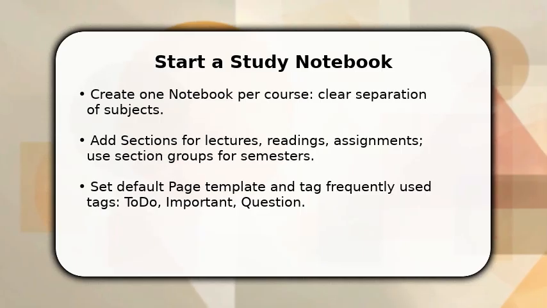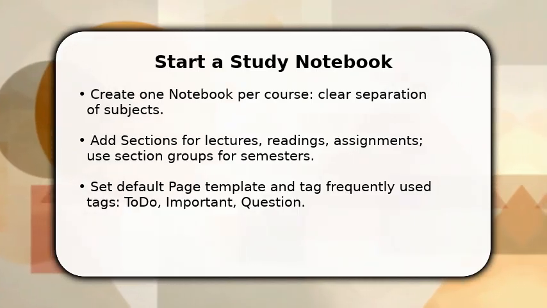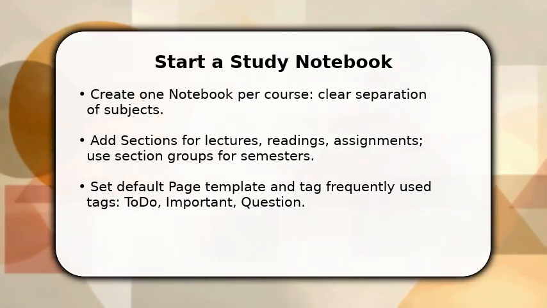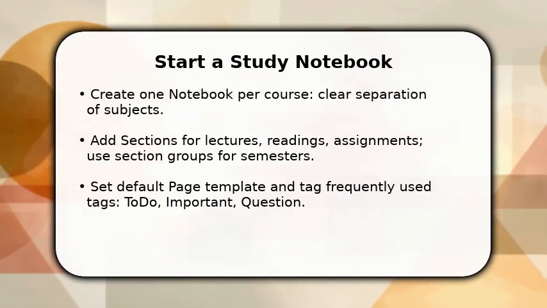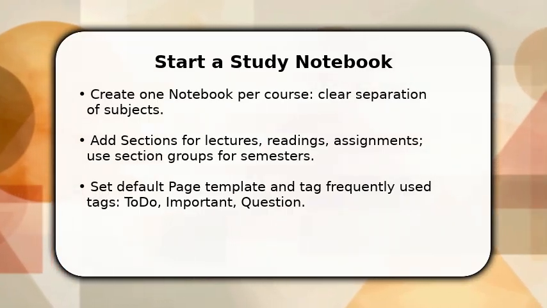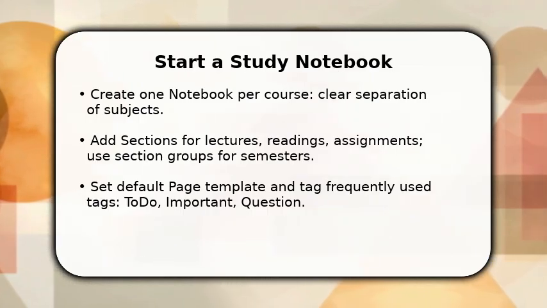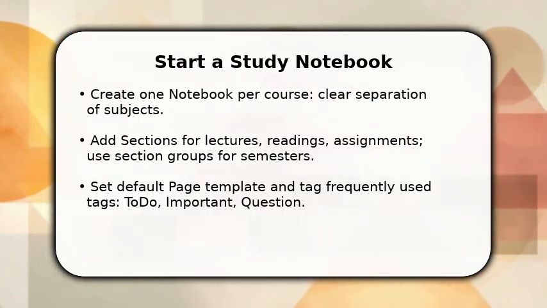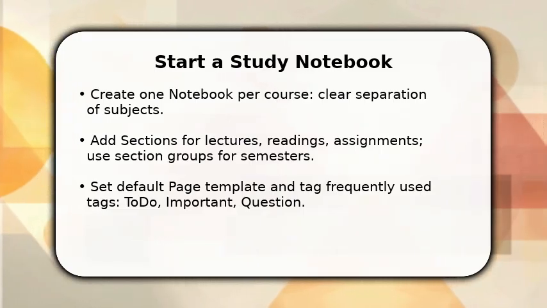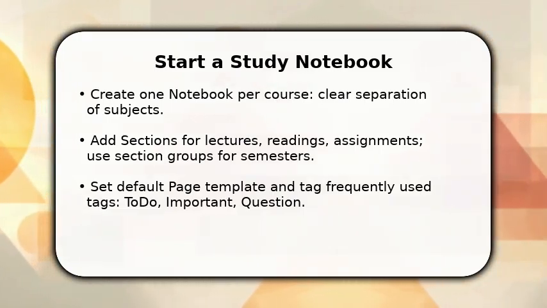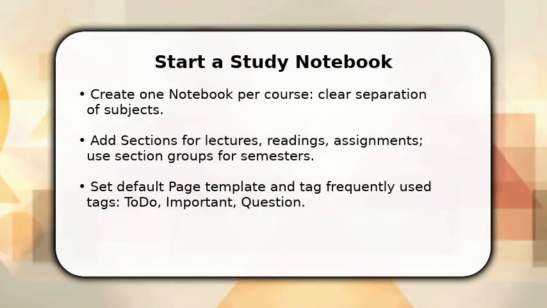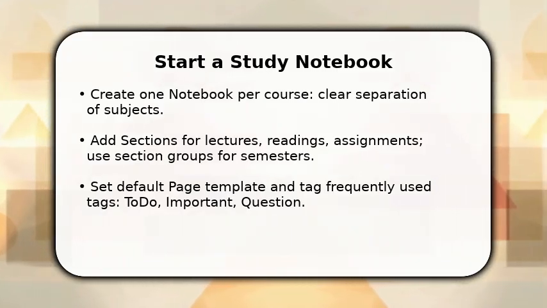You begin by creating a dedicated study notebook for the course and naming it clearly so you can find it instantly. Once created, add sections for lectures, readings, and assignments. Use section groups for semesters to stay organized. Then make a default page template for notes and set up tags like to do and important so you save time later. This initial setup gives you a repeatable structure. Do this now and you'll avoid scattered notes as the semester builds.